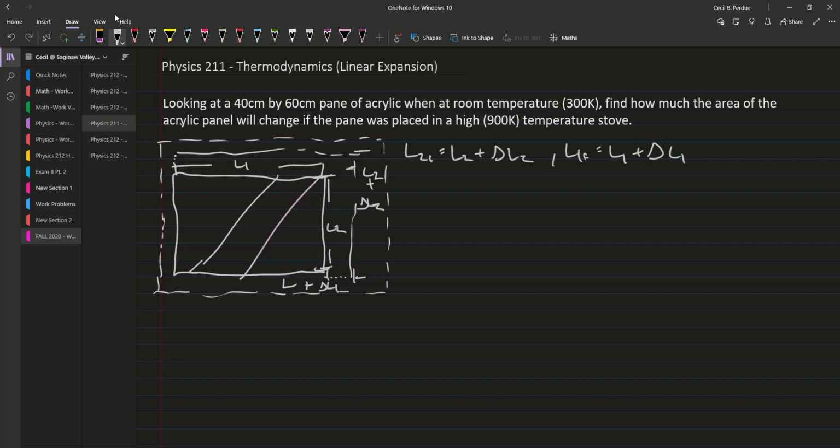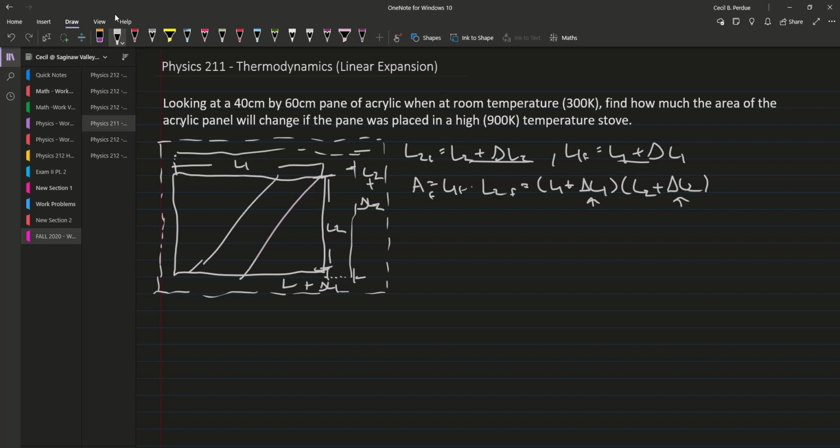How are we going to find the area? Well, we know that the final area is going to be equal to L1F times L2F, and we know that L1F and L2F are the values described above from the diagram that we drew. So we know that L1F is equal to L1 plus the change in L1, and L2F is equal to L2 plus the change in L2. How are we going to find the change in L1 and the change in L2?